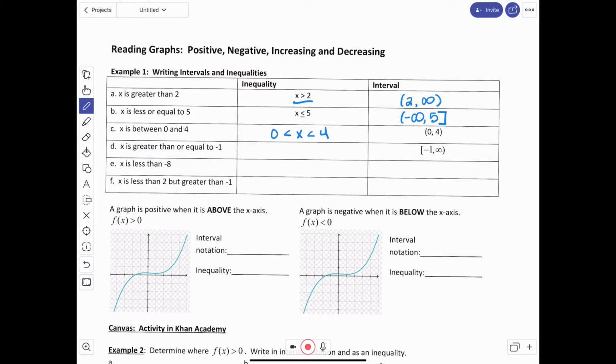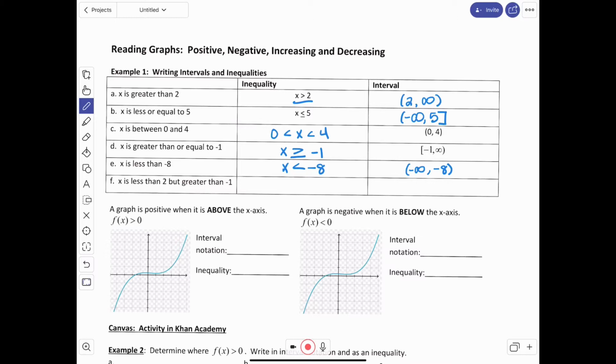The only time you underline them is when you have a bracket. So on D, x is greater than or equal to negative 1. So x is greater than or equal to negative 1. And that's what our interval says. Okay, x is less than negative 8. So x is less than negative 8. As an interval, in interval notation, if it's less than, we're talking about negative infinity. And remember I said negative infinity will always come first. And then we put negative 8. Since there's no equal to sign, we use parentheses.